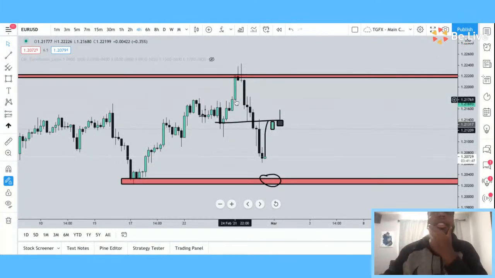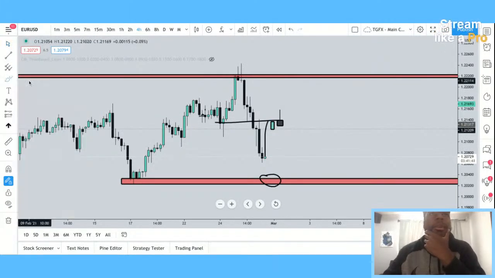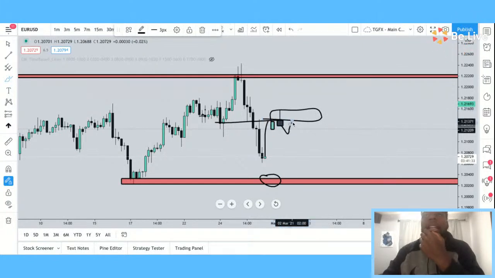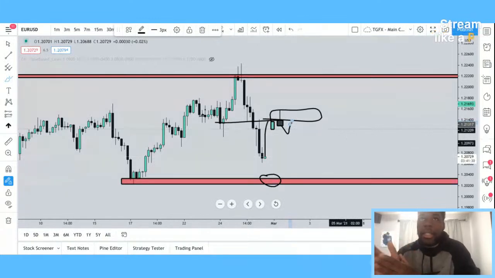Okay. So once you get that rejection, what you can wait for is for price to push away from it and come back to it. Okay. So it's going to be a zone here off of this wick right here. And once price pushes back up to it, that's where you're going to want to enter from, because now it's a confirmed level of resistance.